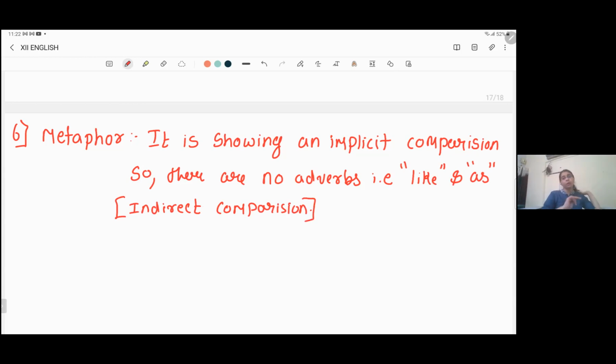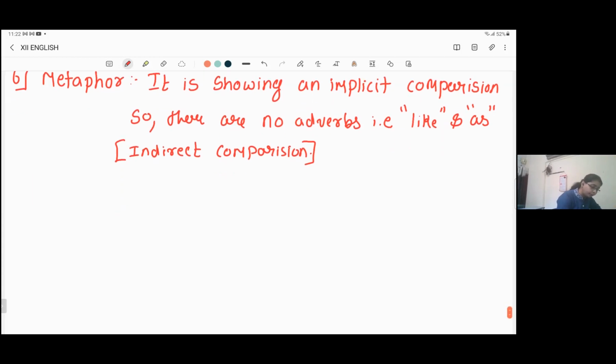Metaphor and simile are one and the same. In metaphor, there is indirect comparison. In simile, there is direct comparison. In simile, like and as is used. In metaphor, there is no like and as used. So there is an indirect comparison shown in that particular sentence. What can be the sentence? Example.